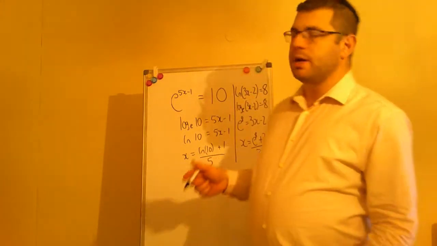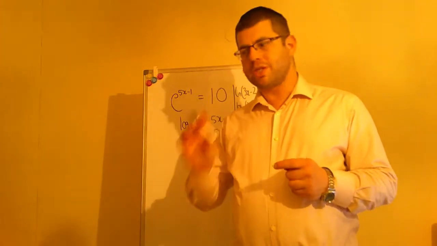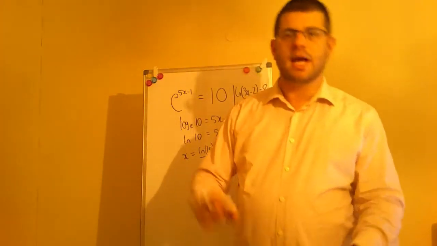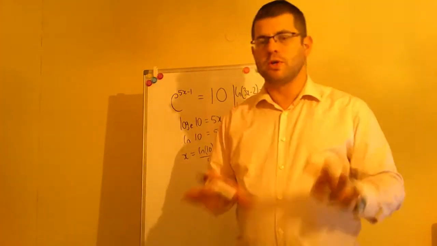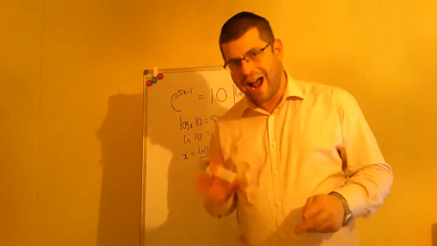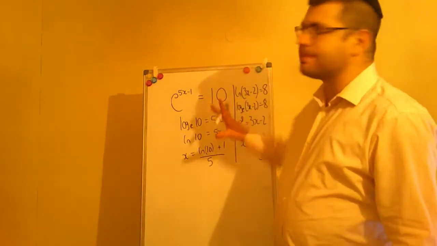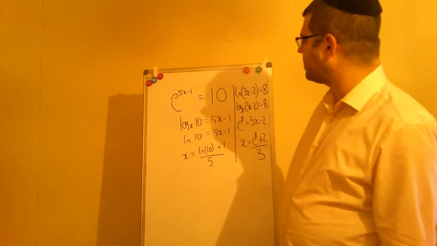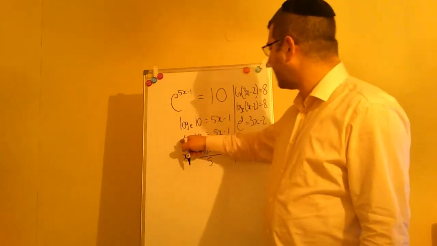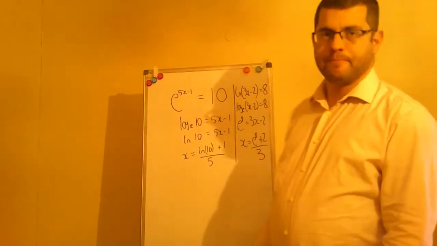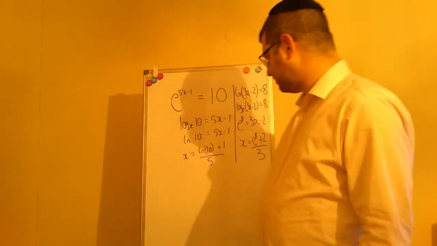So when dealing with e and ln specifically, although it's no different, e is still a base and ln is still a logarithm. It's no different to the rest of the chapter. However, we could skip some steps here, which would allow us, for example, to go from here to here, and from here straight to there. So let me show you what I mean.